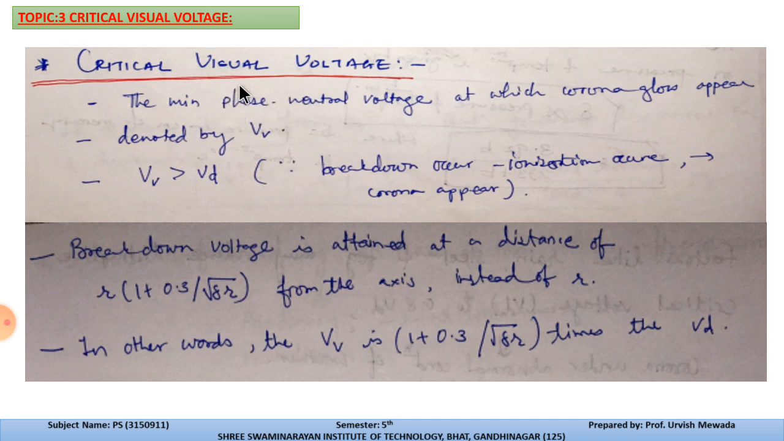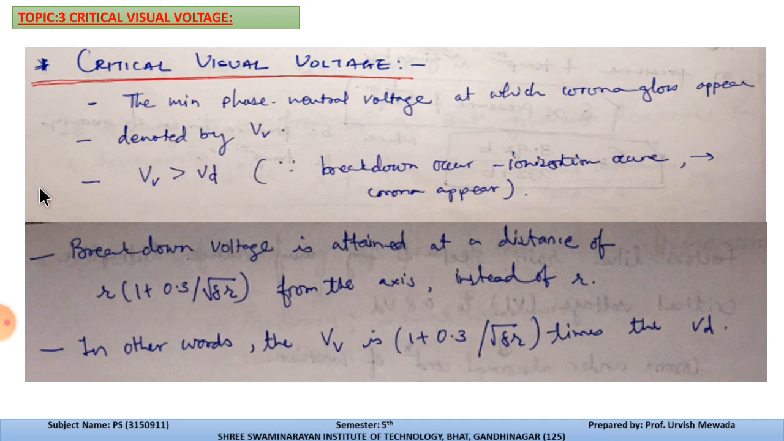Now, from the definition of both the voltages, we can easily say that the critical visual voltage is greater than the critical disruptive voltage, because the disruptive voltage is the voltage at which corona starts forming, meaning the process starts, and the visual voltage is the voltage at which corona appears. So this is the initial process and this is the final process, which is why VD is smaller compared to VV.